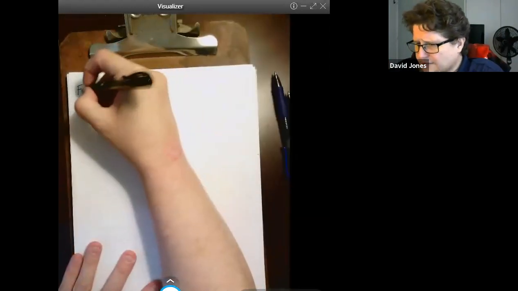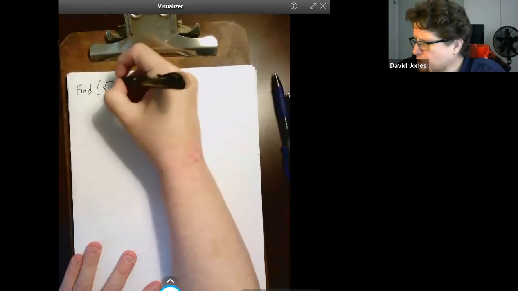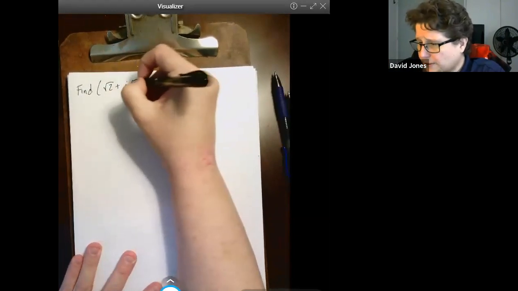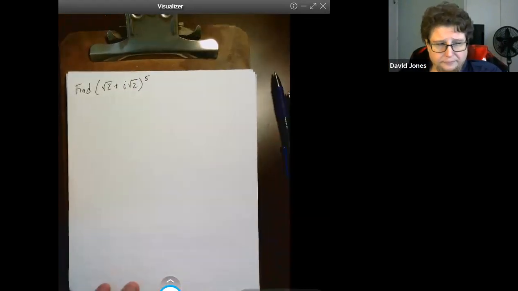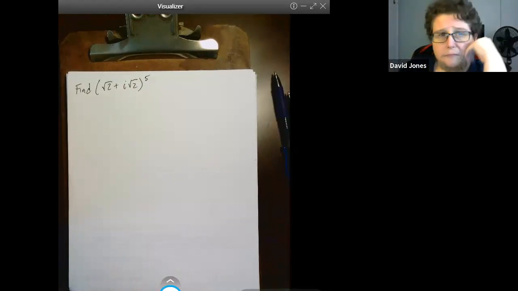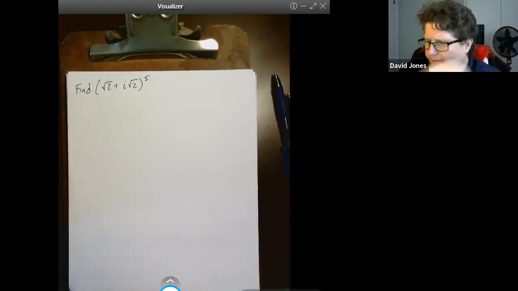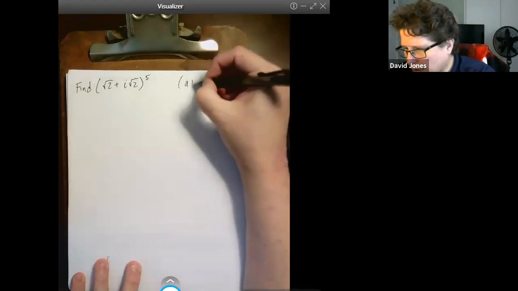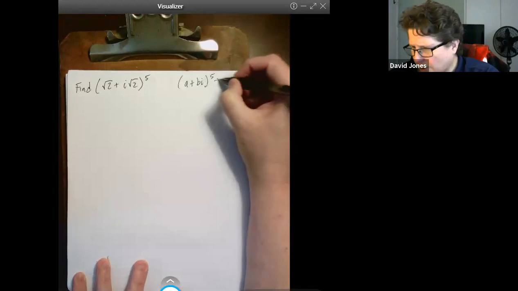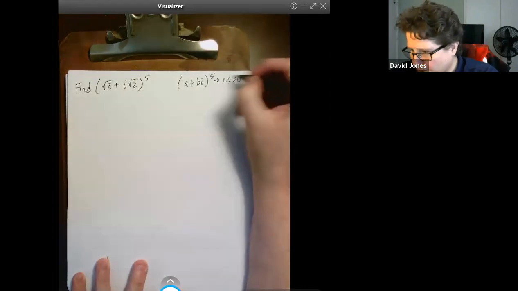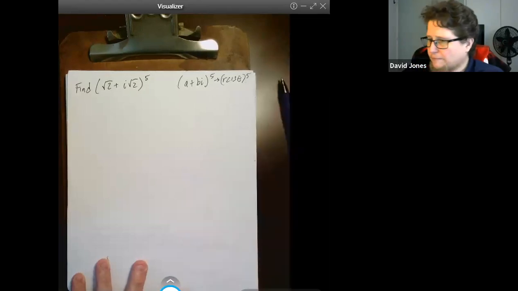So here's an example. Let's find the square root of 2 plus i root 2 to the 5th power. Okay, well, what can we do here? Right now, this is in a plus bi to the 5th power form. And I want it to be in r cis theta to the 5th power form to use that formula.